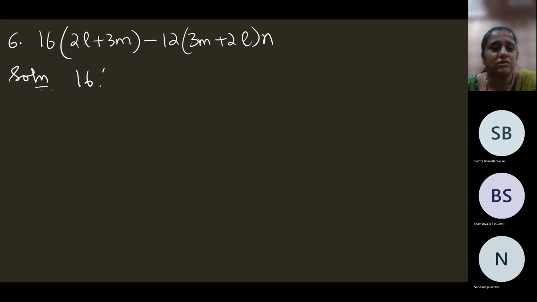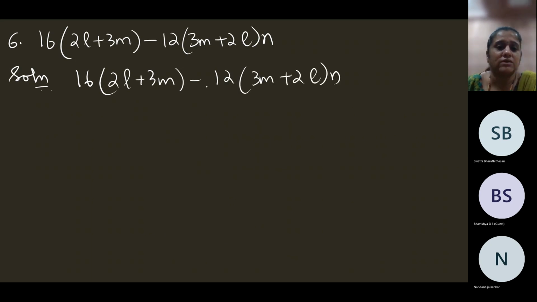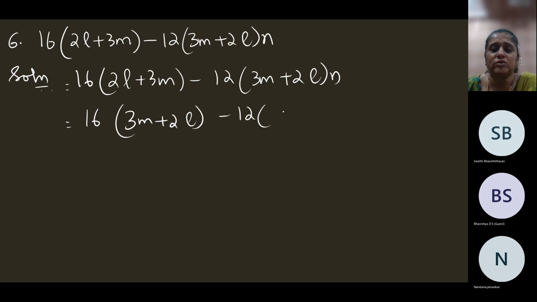Whatever is given, write that down. Next, you can change anything. You can write 2L plus 3M as 3M plus 2L, or you can even change the other one. You change one of the two. So I am writing this as 3M plus 2L minus 12 into 3M plus 2L into N. This is the second step.